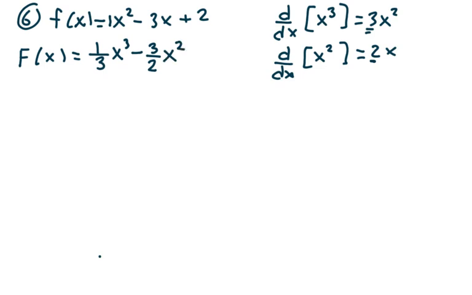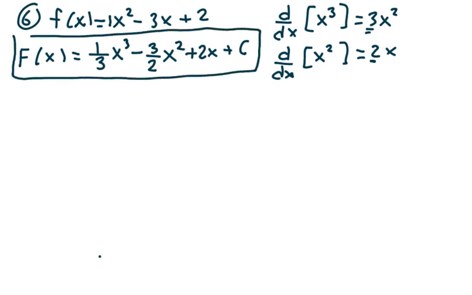The derivative of x is 1, so the derivative of 2x is 2 times 1. And so I'm going to add 2x. And remember, to the end of every general antiderivative, we add c. And that's how we do number 6. Let's take a look at number 7.